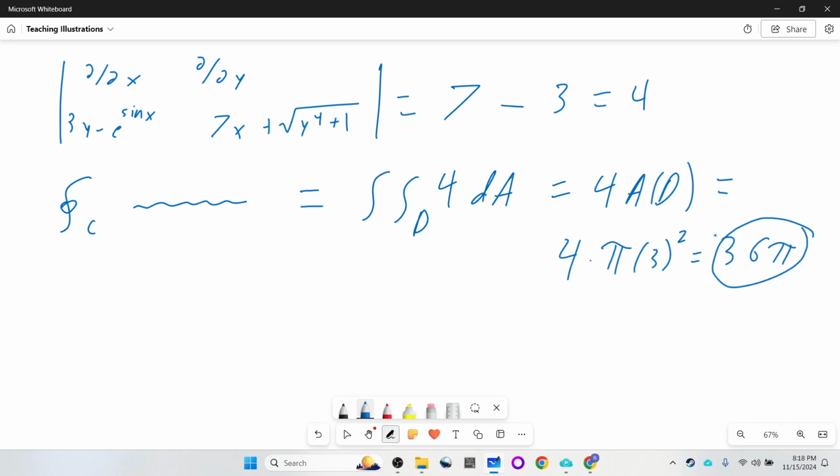You could also do it as a double integral. You could convert that to polar coordinates. Double integral of 4r dr d theta, r from 0 to 3, theta from 0 to 2 pi. And it would work out to the same thing, but, you know, why bother when you already know the area of a circle?